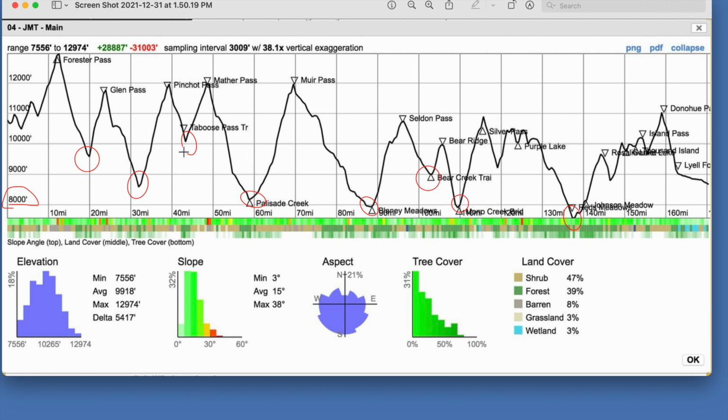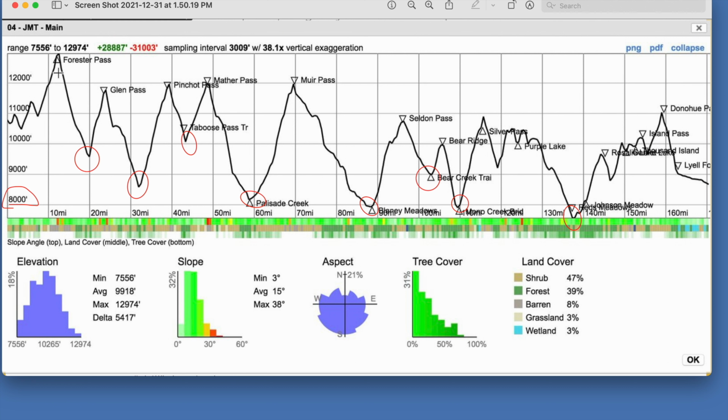So this is a screenshot of this would be going north if you read left to right, or going from right to left, it would be going south on the trail. And I've circled these low spots, which is 8,000 feet. It's on the bottom of this bar graph. And up here is 12,000 feet.